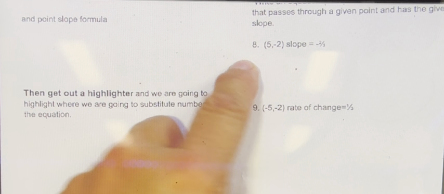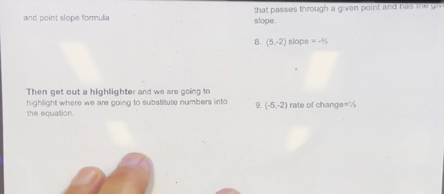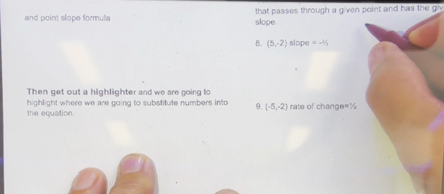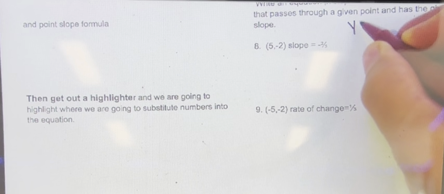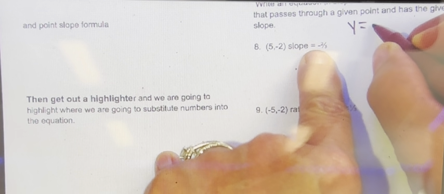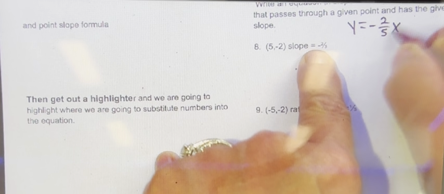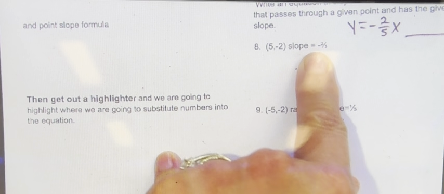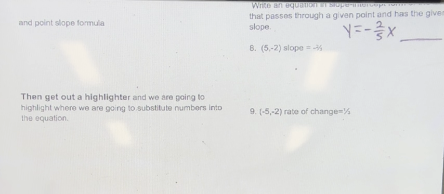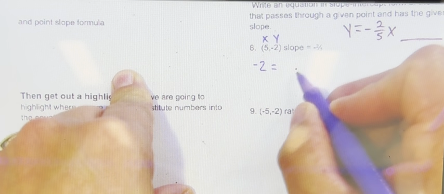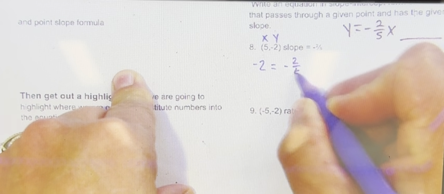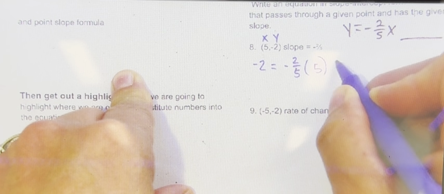So the first one, I'm going to use the slope-intercept formula. So because of that, when you get done, you have solved for b. You haven't found your equation. So we're going to start off with y equals -2/5x plus or minus your b, whatever you end up with. Okay, so the y, this is an x, there's your y, so my y is -2. So -2 equals m x plus b.